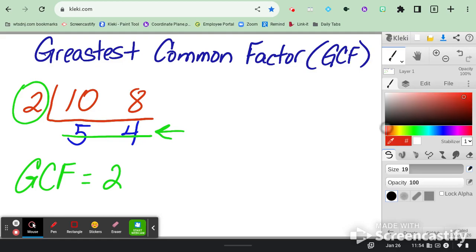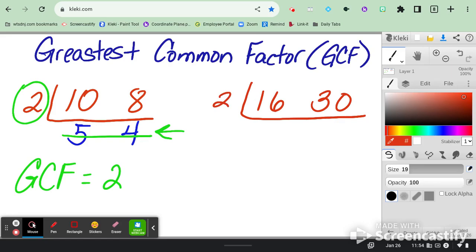So if we are looking at the numbers 16 and 30, I'm looking to see what number goes into both of those. And I can pick any number. It could be a large number, a small number. It just so happens I see that 2 goes into 16 and 30. 2 goes into 16 8 times. And 2 goes into 30 15 times.